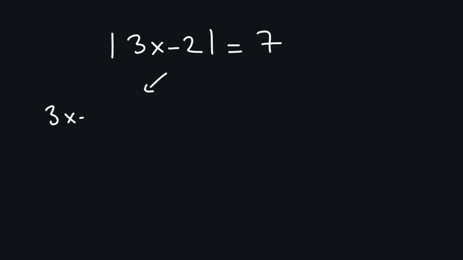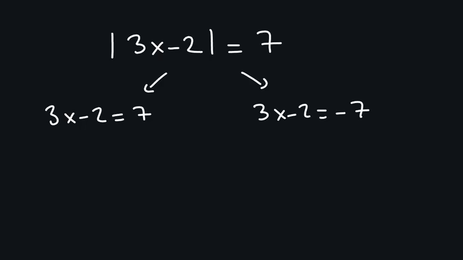Another example, absolute value of 3x minus 2 equals 7. Again, two options. The term inside of the absolute value, which is 3x minus 2, could be 7, or it could be -7. Let's solve both cases.